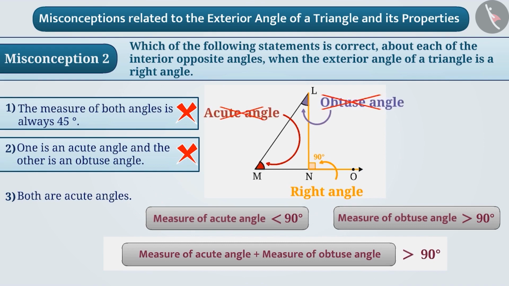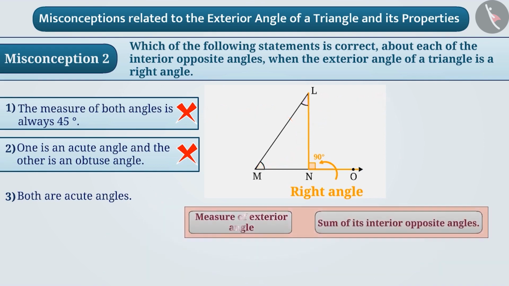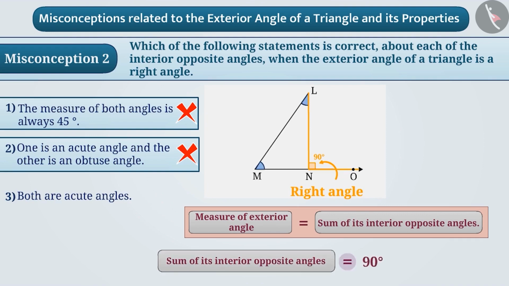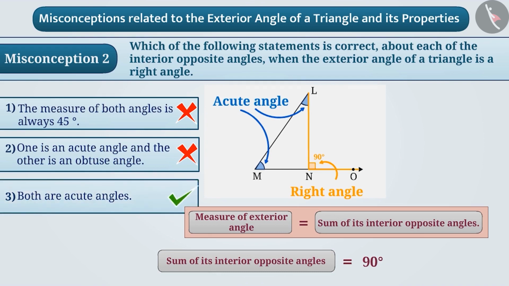The correct understanding is that the measure of the exterior angle of a triangle is equal to the sum of its interior opposite angles. Therefore, when the exterior angle is a right angle, that is an angle of 90 degree, then the sum of its interior opposite angles should also be 90 degree. This is possible only when the two interior opposite angles of the exterior angle are acute angles. Therefore, the correct answer to the given question is option 3.